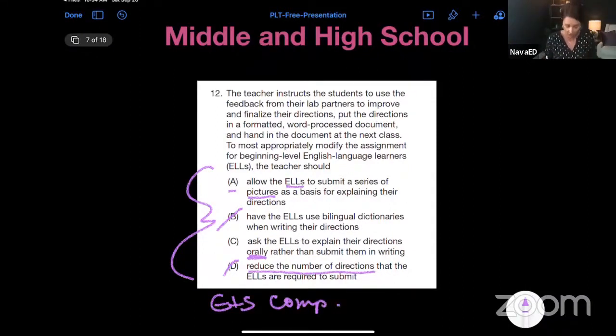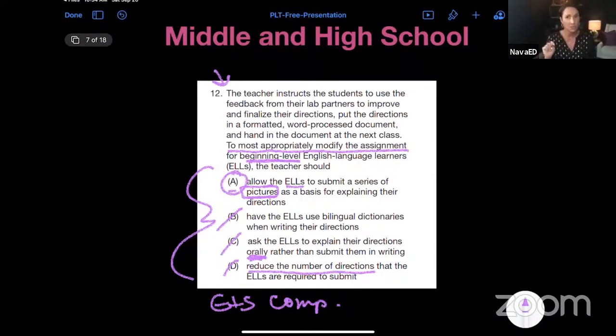Now, here's another trick I like to do. Rather than start up here, let's go to the question stem: to most appropriately modify the assignment for beginning level ELLs, the teacher should. Now, beginning is the key word here because beginners use pictures rather than orally. Now, the orally one is good, but that's usually for intermediate or beyond emergent. So pictures, because they can point to pictures and say, oh yeah, that's what I mean. That's what I mean right there. So I'm going to eliminate C, go with A just based on the stem.